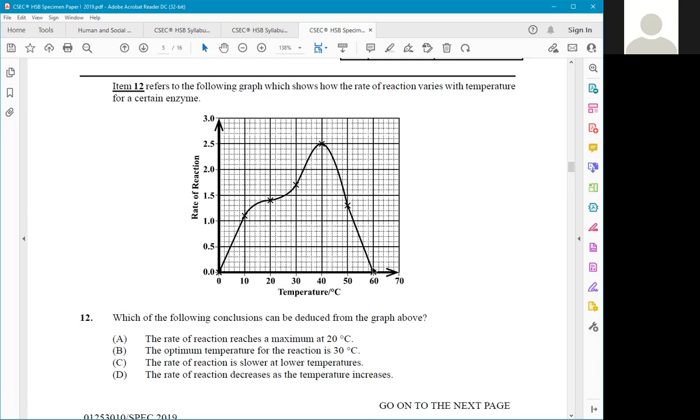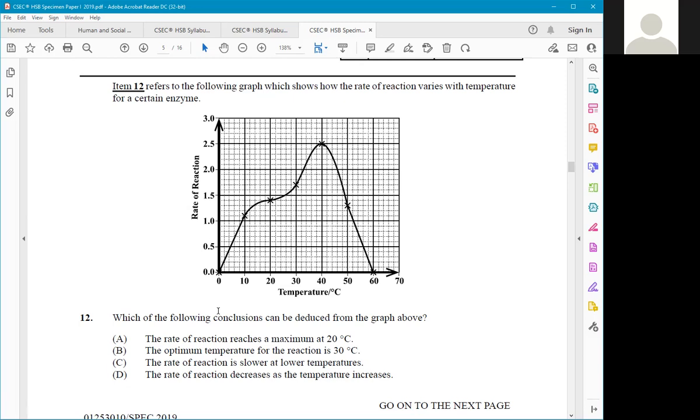Now to look at the question. Which of the following conclusions can be deduced from the graph above? You notice I go through the graph to understand it even before I get the options to try to confuse me, because sometimes when you look at the options, you start to second guess yourself because some of them can be pretty close and look correct.